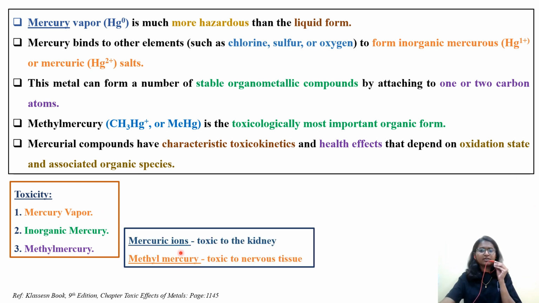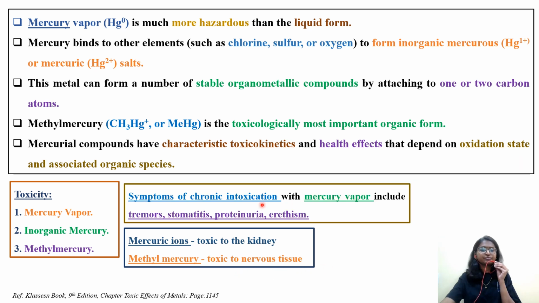Next, mercury ions will cause toxicity to the kidney. In previous videos we have learned it is affecting the PCT, proximal convoluted tubule. Whereas methyl mercury, the organic form, is causing nervous tissue CNS toxicity. Symptoms of chronic intoxication with mercury vapor include tremors, stomatitis, proteinuria, erethism. Go and read about erethism, which is also called Mad Hatter disease.